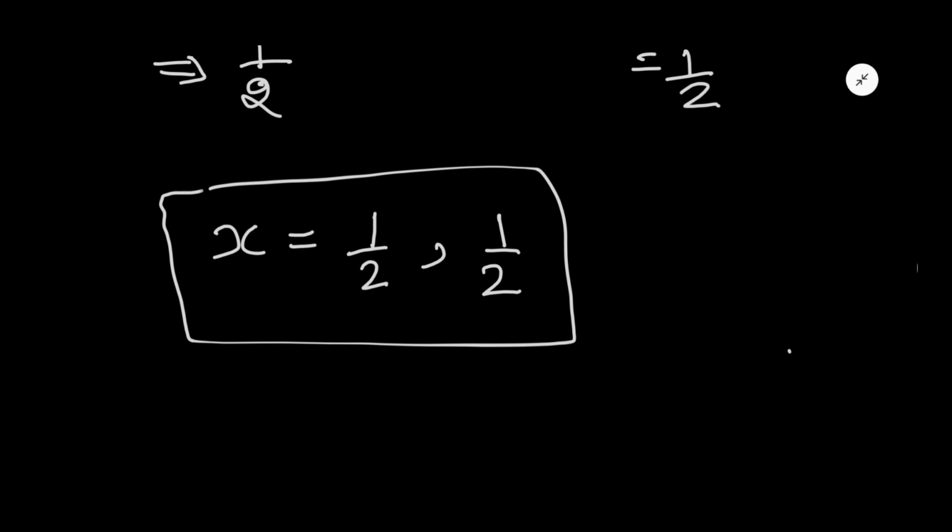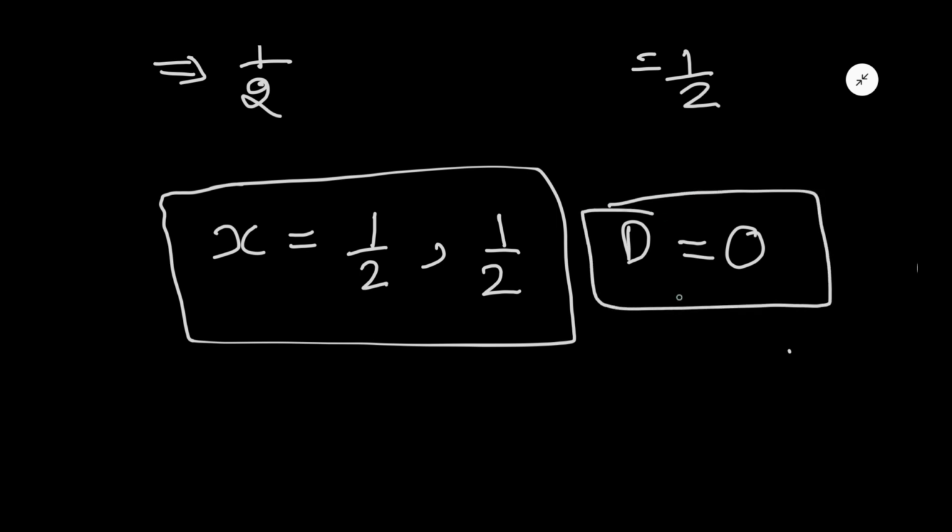So we can see if our discriminant is equal to 0, then the roots will be equal. As you can see, the roots come out to be 1 by 2 and 1 by 2, and there will be real roots.